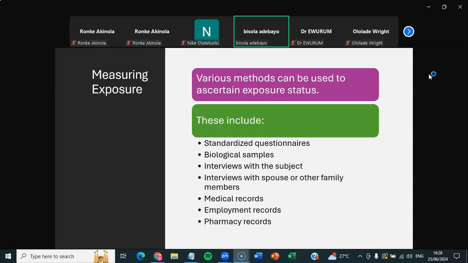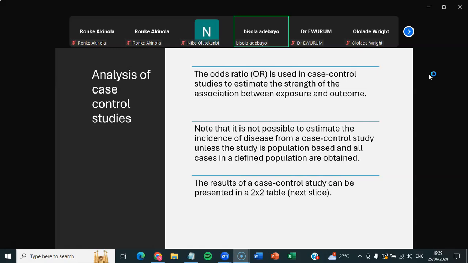So there are various methods we can use in research. We can use standardized questionnaires, depending on what we're interested in: biological samples, interviews, medical records, employment records, pharmacy records. It varies depending on the study. And then when we are analyzing case control, so now we're coming to the meat of the matter, we usually use the odds ratio. The odds ratio is a measure of association between mutually exclusive events. So we usually use the odds ratio to estimate the strength of association between exposure and outcome.